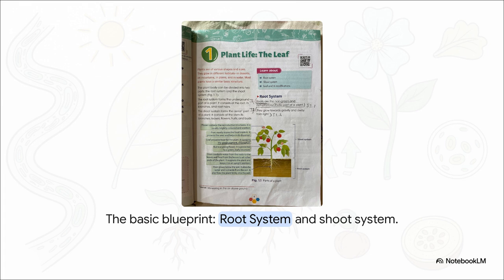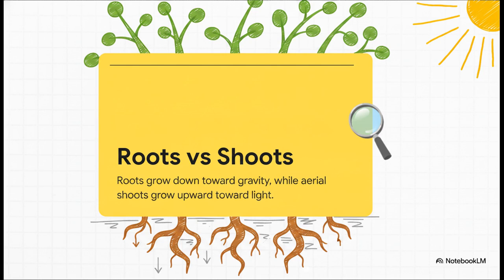The whole shebang. What's really fascinating here are the totally opposing forces driving these two systems. The root system is the non-green, non-photosynthetic part. It has an absolute one-track mind. It grows downwards, straight toward gravity, constantly seeking out moisture and stability, far away from the light. But the shoot system, it does the exact opposite. It defies gravity, aggressively pushing upward and outward toward the light to power the plant. It's this perfect, continuous balancing act of below-ground anchoring and above-ground expansion.